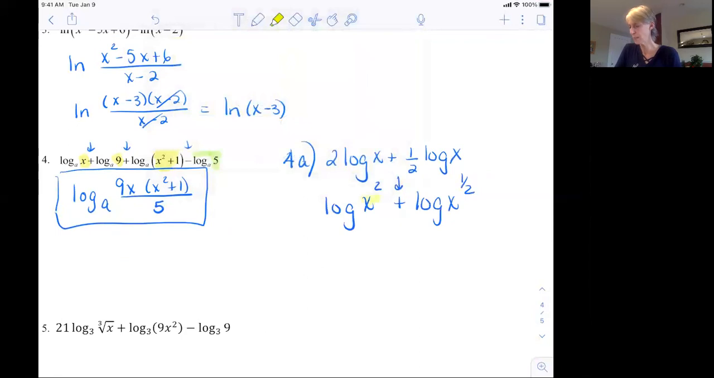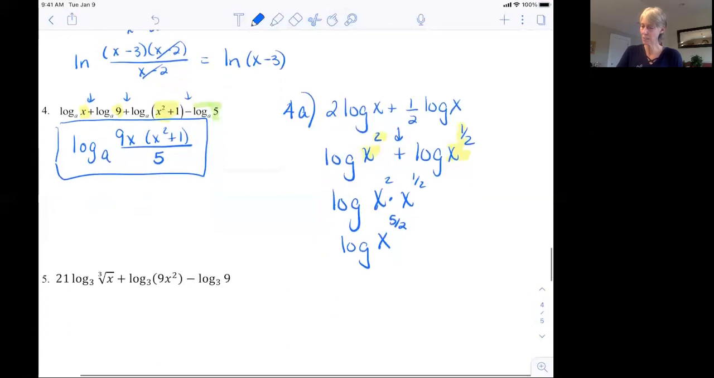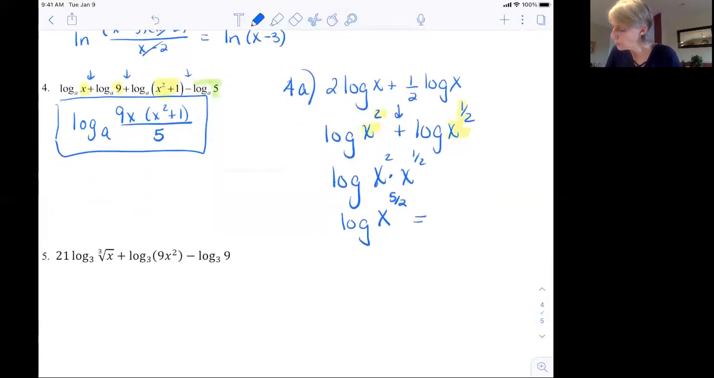So I'm multiplying this times this. When I multiply like bases, remember I add the powers. So basically our goal is to get 1x and 2 plus 1/2, 4 halves plus 1/2 is 5 halves. We could write this answer like this. We could leave it like that. Sometimes you may see this expressed like that. Either answer is acceptable.